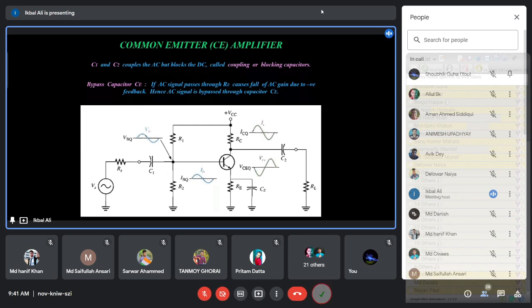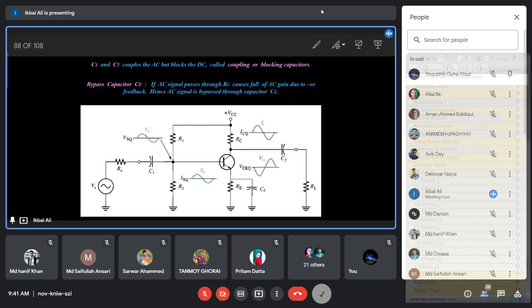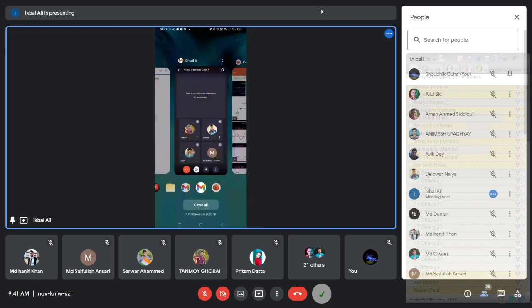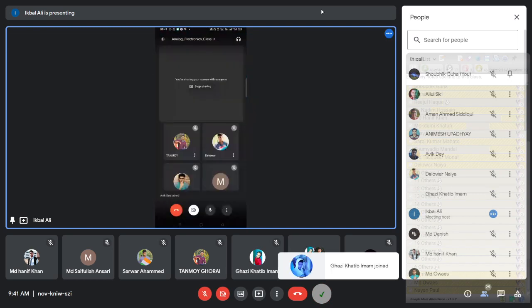These capacitors are called blocking capacitors. In the case of the transistor CE amplifier, we have seen that it does not allow any change of the DC condition of the circuit, and it properly amplifies the signal.